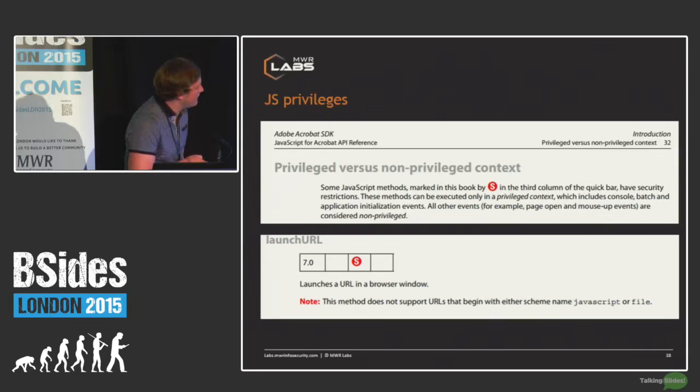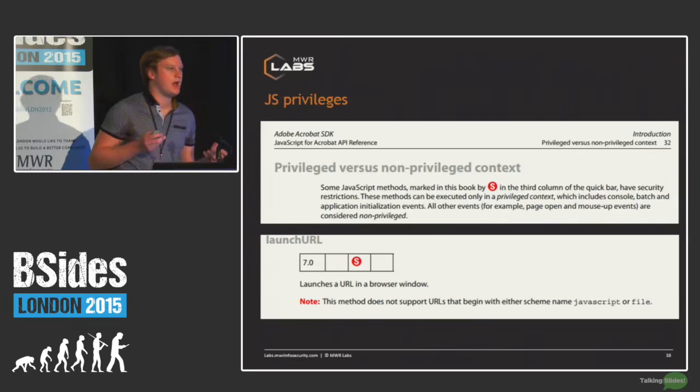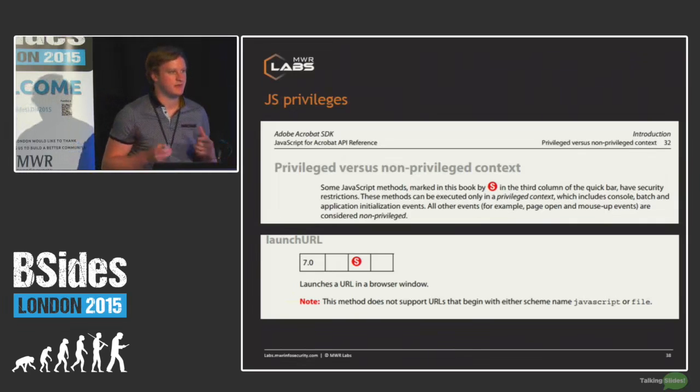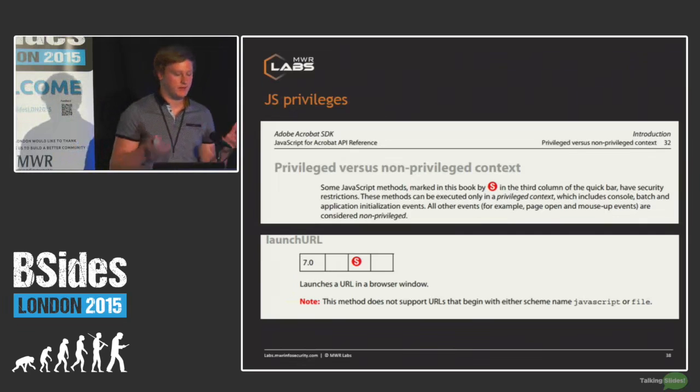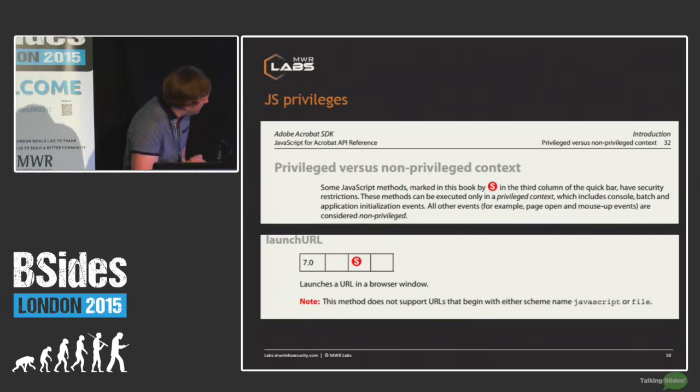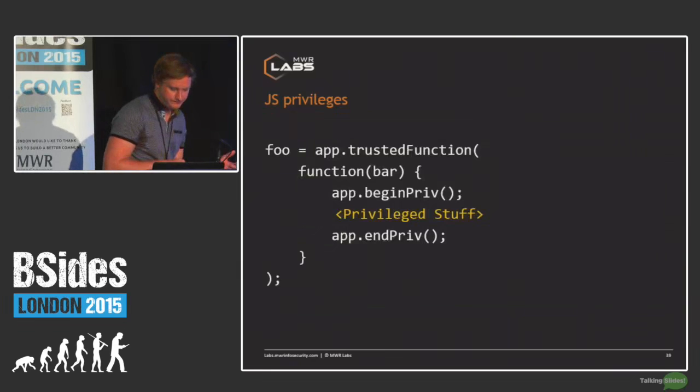As you can see, some JavaScript methods marked with this little S icon, the little red icon, can only be accessed in a privileged context. So if you crafted a PDF and you've just downloaded it from the internet, you can't, for example, use the launch URL method, which will launch a URL in a browser.